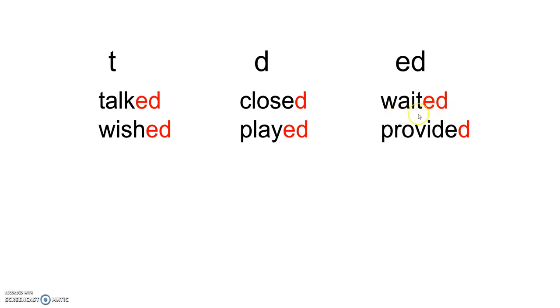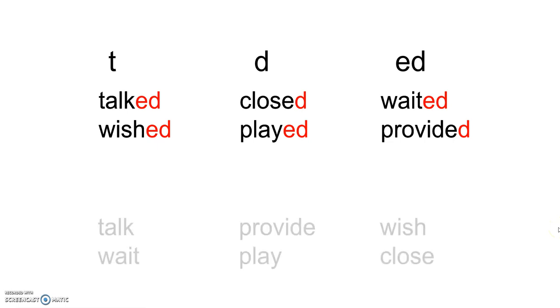Wait, doesn't work. You have to have a D. ED, sorry. You have to have another sound there. For example, waited, provided. Okay? And in this case, it is always D sound at the end. It's never a waited. Never. Waited. Doesn't work. Okay? So waited, provided. So that's the T, D, and ED. Can you guess about these words? For S, Z, or EZ.